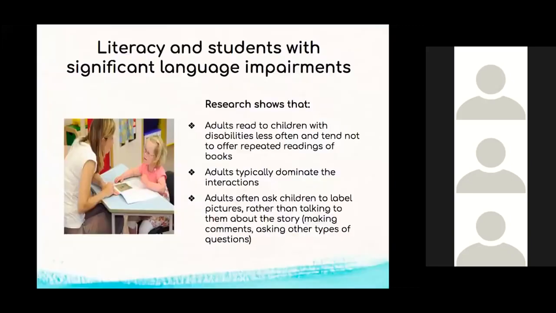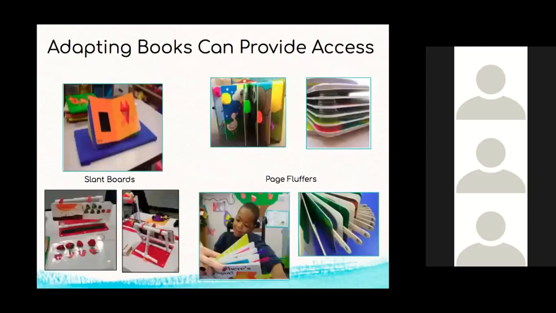This is important research to know too: adults read to children with disabilities less often and tend not to offer repeated readings of books. So we need to read to all of our kids, regardless of their ability areas, often and repeatedly, so kids become familiar with the text and the pictures in a book, and can guess and feel confident reading it themselves. Adapting books is a great way to get kids engaged and more independent.